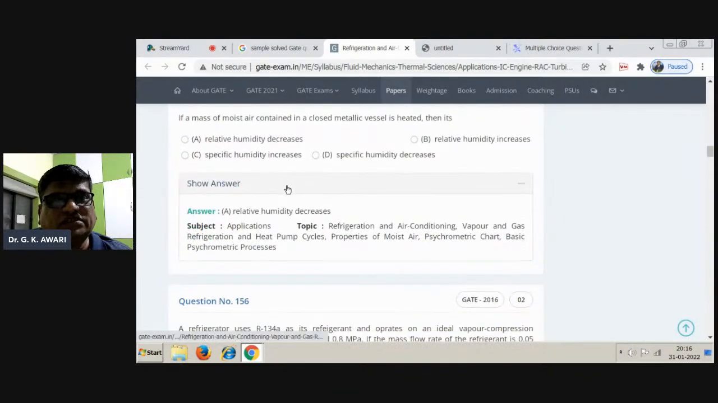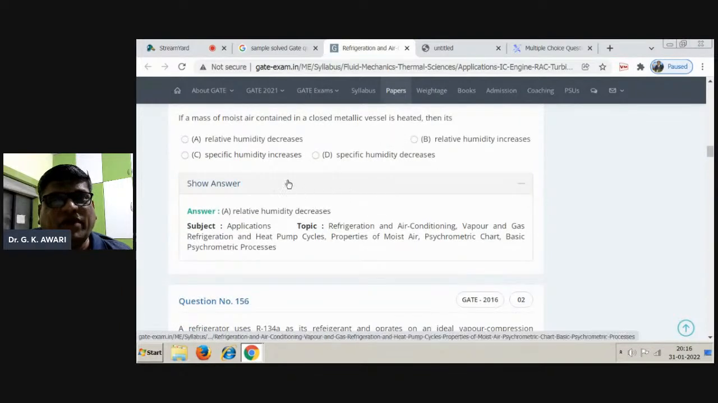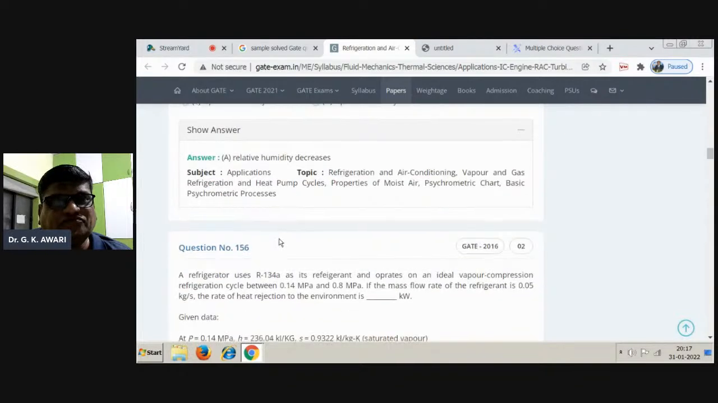So this is another question: if the mass of moist air contained in a closed metallic vessel is heated, then what happens to the relative humidity? Whether the relative humidity decreases, increases, specific humidity increases, or specific humidity decreases. So the relative humidity decreases.